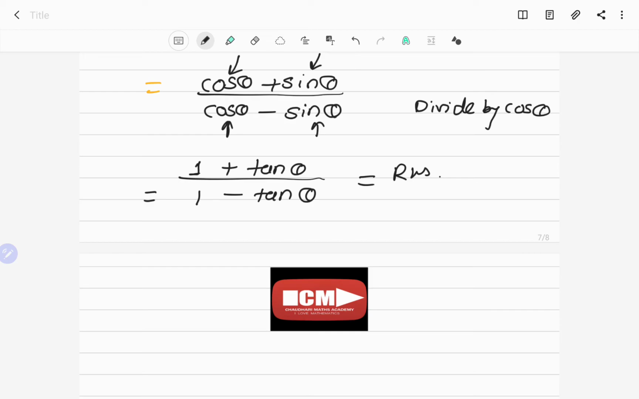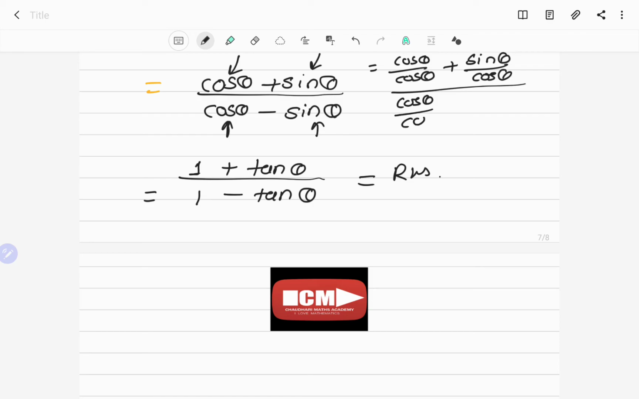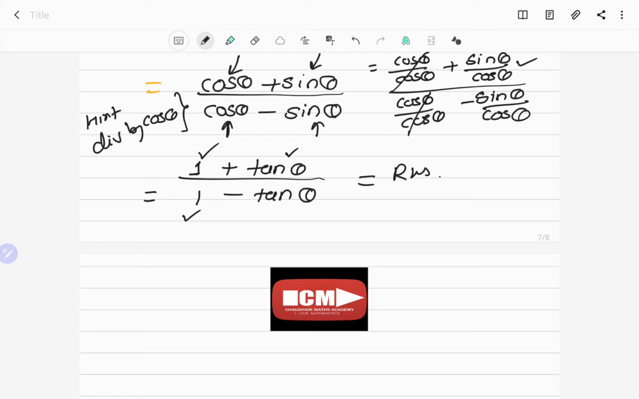In this last step, please observe, we divided each and every term by cos theta, or if you want, I can write down a detailed step for you. Divide each and every term by cos theta in the numerator as well as the denominator. This is a very important step. So the hint here is to divide by cos theta throughout. This cos theta cancels, leading to 1. Sin theta by cos theta leads to tan theta. Cos theta cancels, leading to 1. And sin theta by cos theta is tan theta, which is equal to the right hand side of the problem.